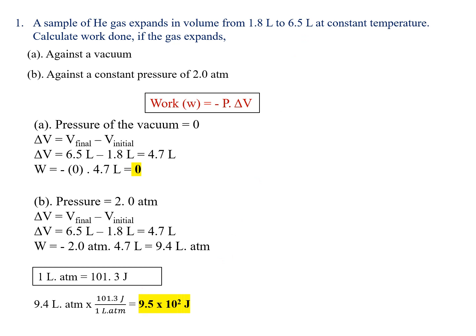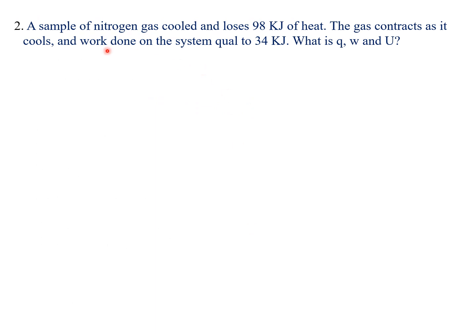Let's move to the second example. The second example is a nitrogen gas sample that is cooled and loses heat of 98 kilojoules. The gas contracts, or we could say compresses, decreasing the volume as it cools, and work done on the system is equal to 34 kilojoules. So what are Q, W, and delta U?